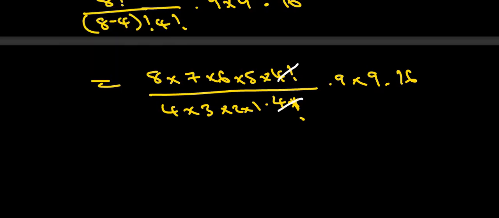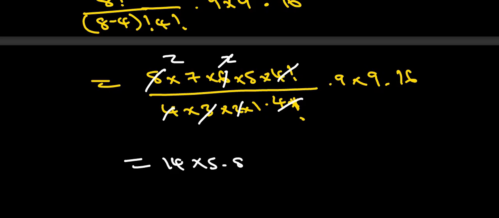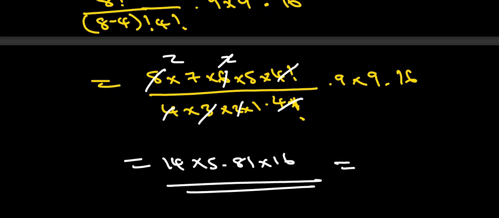This cancels with that. So we are having the 3 with that 3. With this, that's a 2. So we have this 2 and that 2. The 4 there, that's a 2. So we just have a 14 times 5 times 81, then times 16. This here is the number that you're supposed to get.